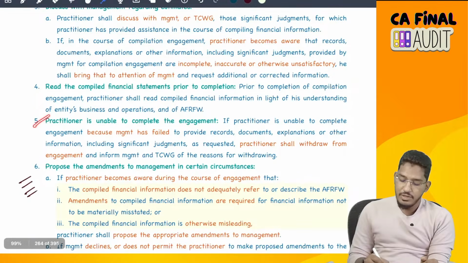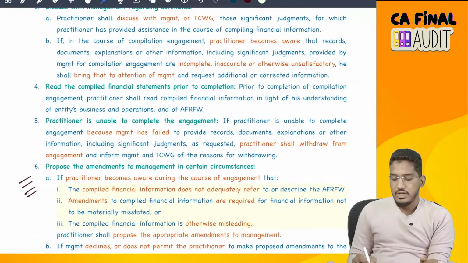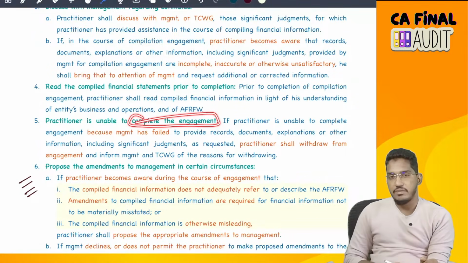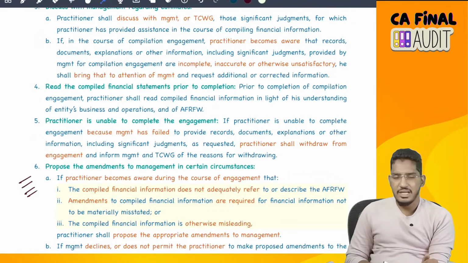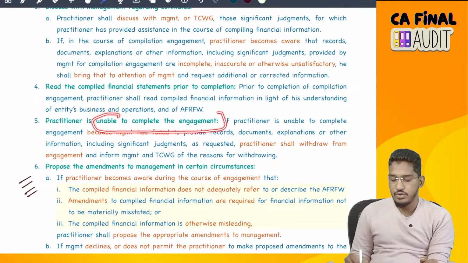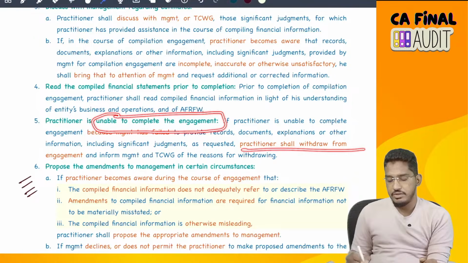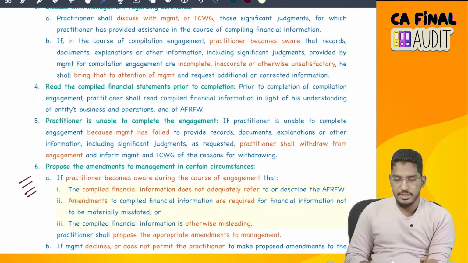Next, sometimes you will not be able to complete the engagement. You are asking for the information, management is not giving it. Management is giving incomplete records. From those incomplete records, you have decided that it will not be possible for you to complete the engagement. Then what should you do? If the practitioner has decided that he is unable to complete the engagement, then he shall withdraw. He should resign from that engagement. He should not continue.